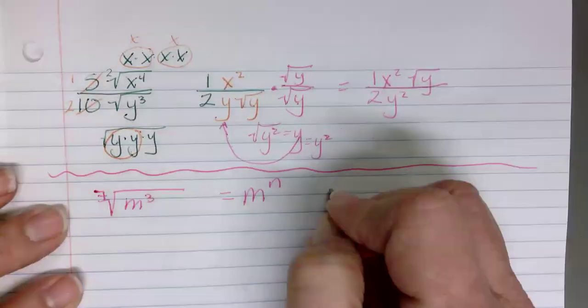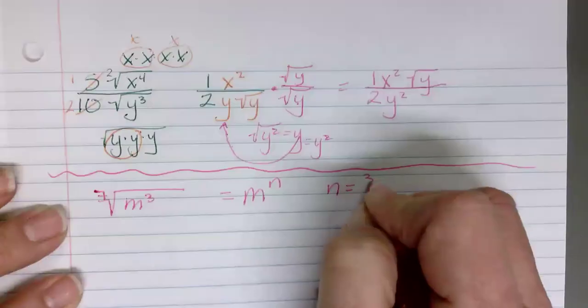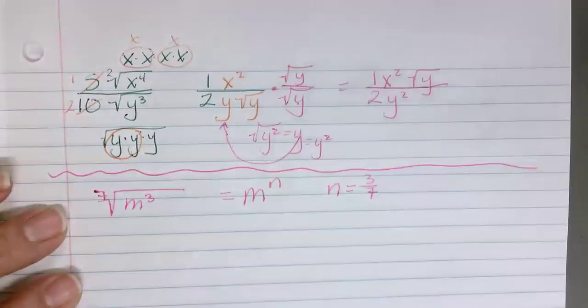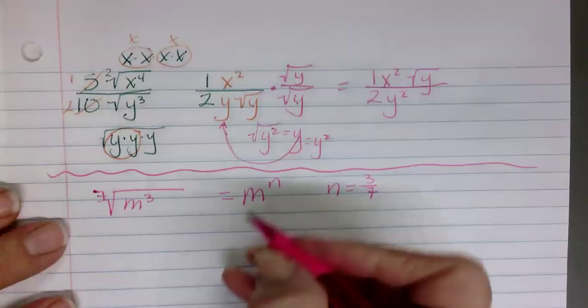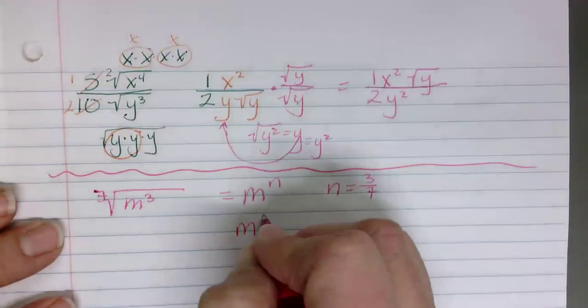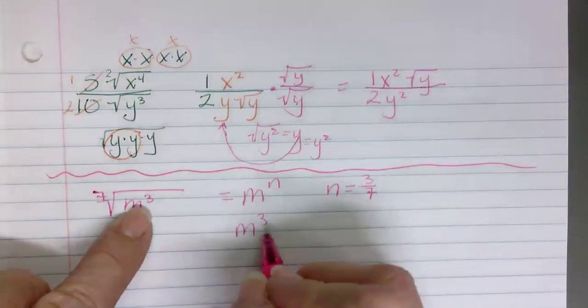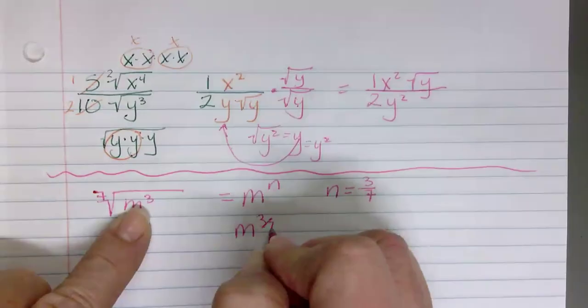Yeah, your answer is going to be that n equals 3 over 7. 3 over 7. Again, because if you were writing it here, it would be m to the third, that part stays, and then over 7.